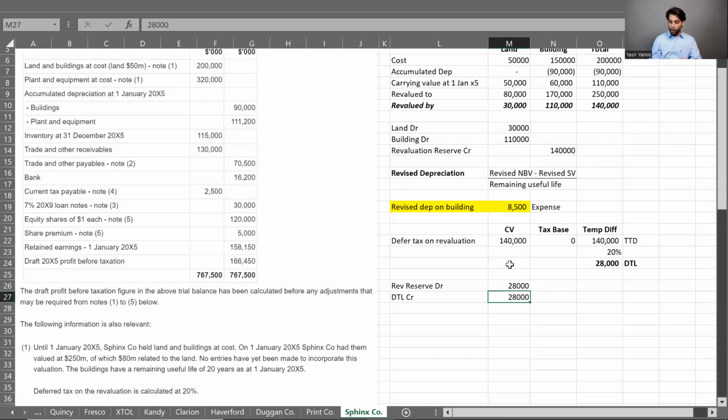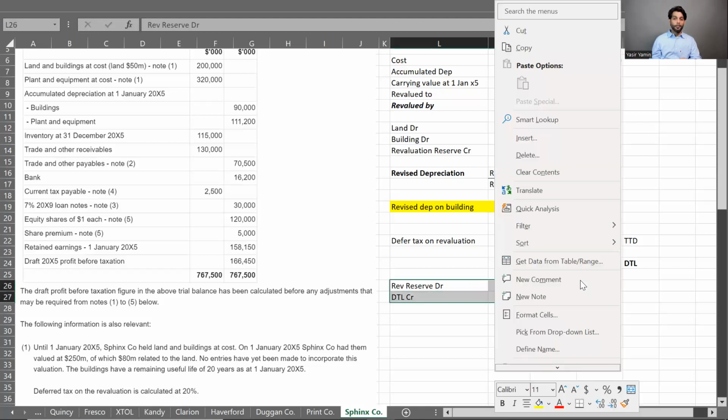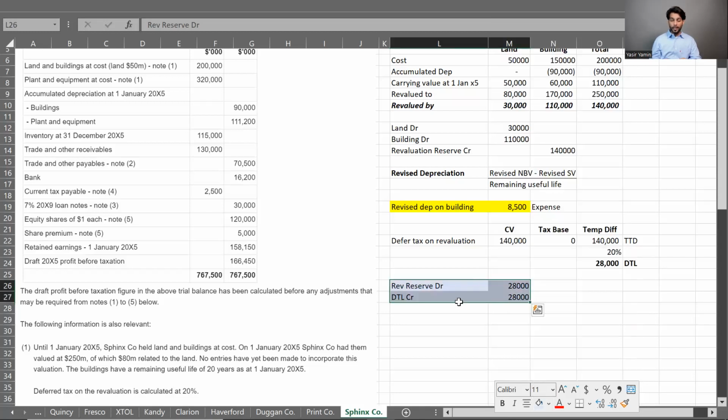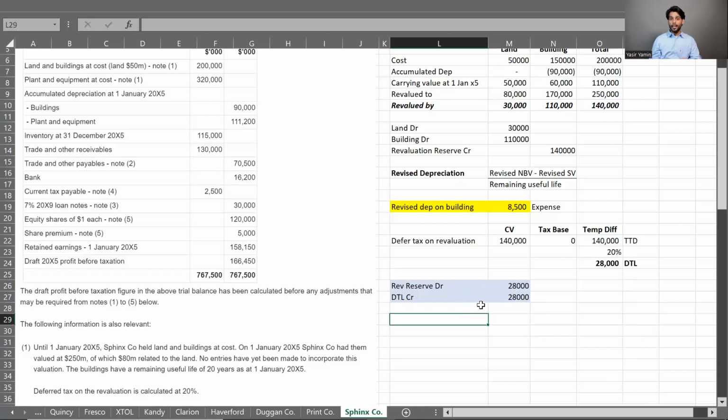So nothing goes into P&L here. Please remember, nothing goes into P&L here. I'm just going to highlight it with another color for you guys so that you remember it correctly. Nothing goes to P&L here. But yes, regarding balance sheets and regarding your statement of changes in equity, this is relevant.